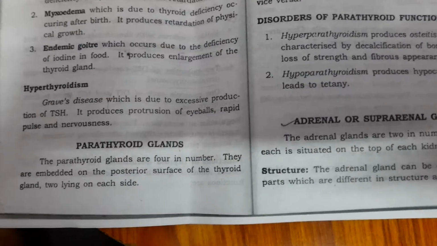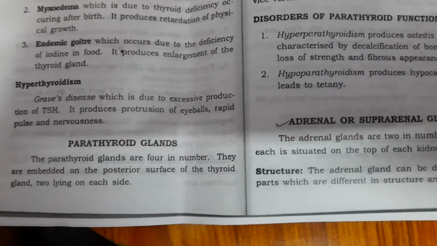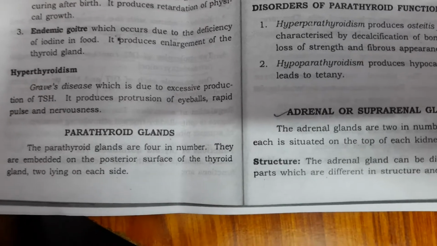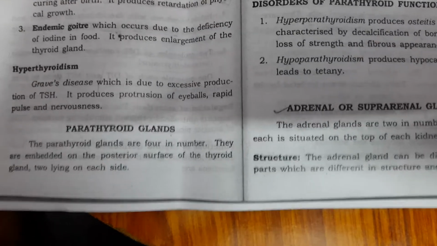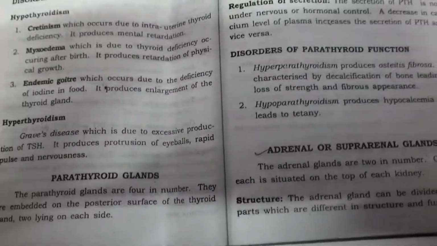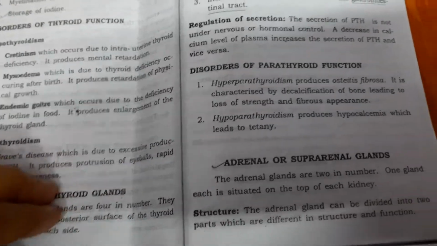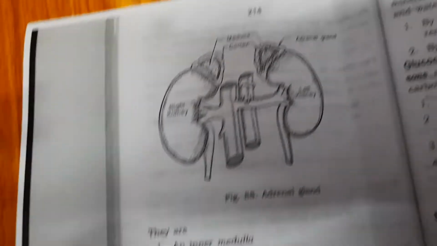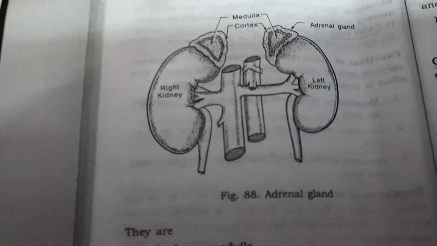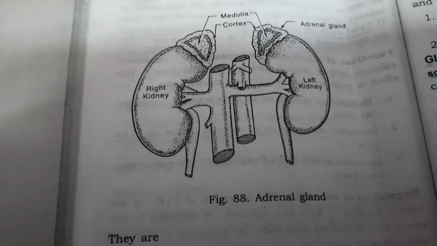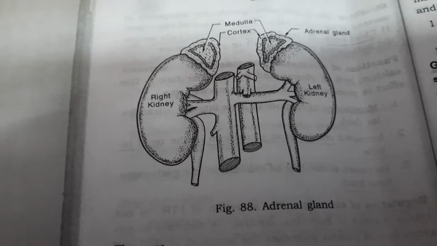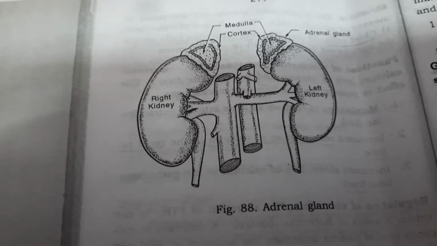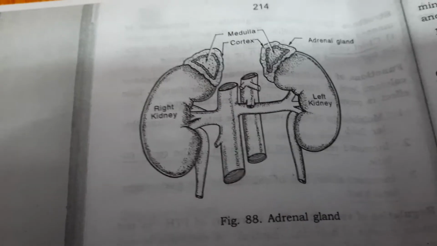What is the structure? The adrenal gland can be divided into two parts, which have different structures and functions. You can see here, I am showing the picture. That is the kidney, and on top of that the adrenal gland is there. In the adrenal gland we have the adrenal medulla and the cortex.